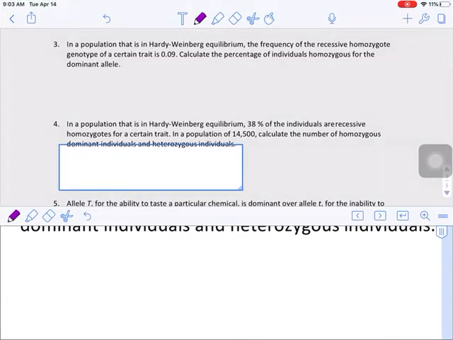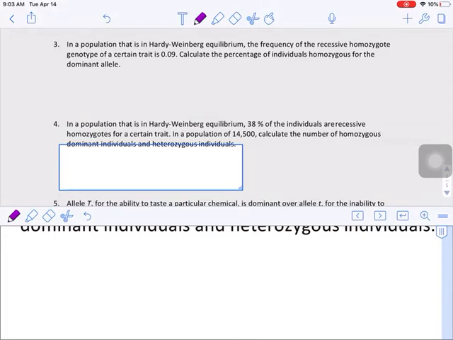Okay, so I'm going to show you how to do a Hardy-Weinberg problem. I'm going to start with number 4 on the Hardy-Weinberg problems. This is the second set of Hardy-Weinberg problems. It's on Schoology. Oh, low battery. All right, so I'm going to read number 4.